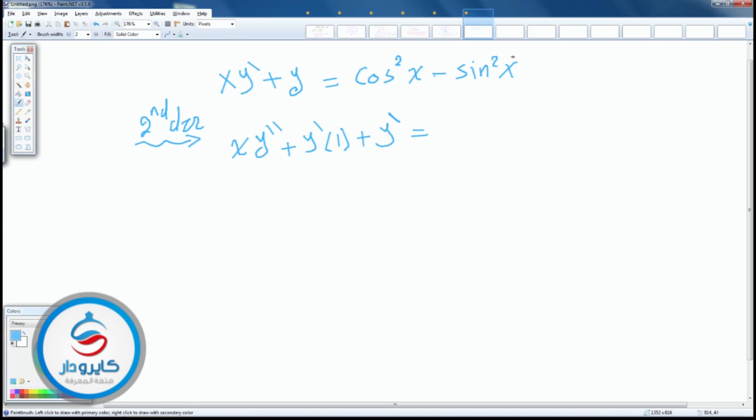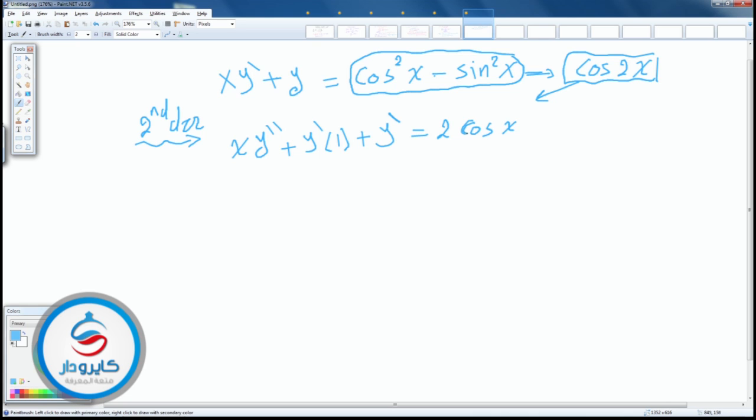We can replace it, or try to solve it directly. Cosine square x minus sine square x is cosine 2x. So now we have to differentiate. The derivative of cosine 2x is negative 2 sine 2x.